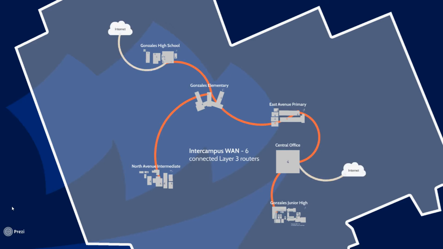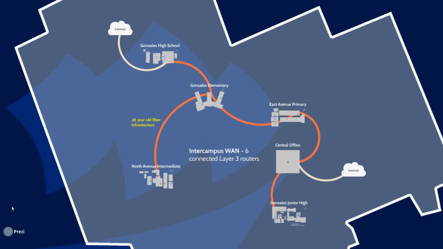But first, let's talk about the internet connections. There are 2, which is the first funny thing. Central office is attached to the internet. That's the main connection to the internet. But so is Gonzalez High School. Why? Well, because the traffic was too slow at Gonzalez High School. It had to go through Gonzalez Elementary, East Avenue, those 2 campuses to get to central office and out to the internet. So yeah, it's slow, and for a lot of other reasons, it was a little buggy.